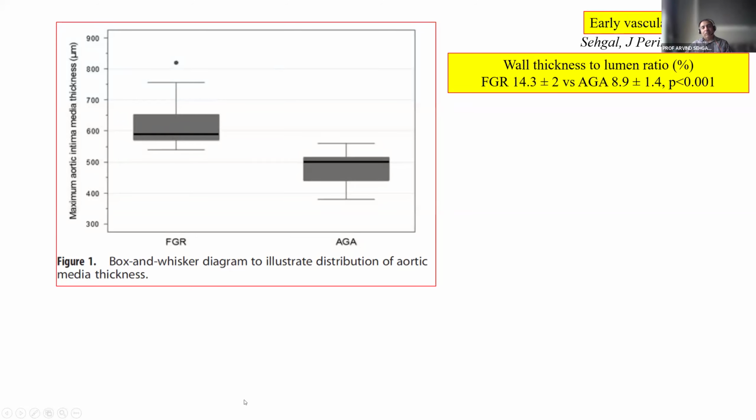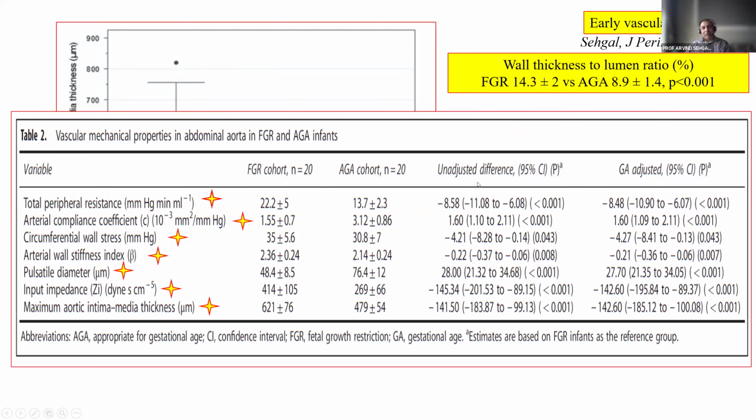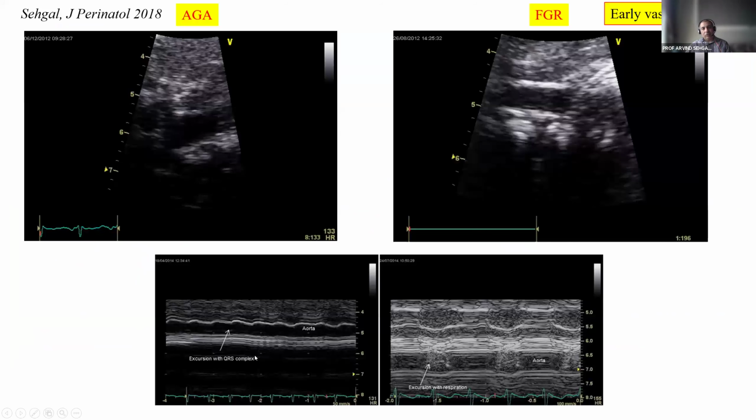So in preterm babies we measured their aorta intima media thickness, and you can see here the graphic is very similar to the term babies, and the wall thickness to lumen ratio is very different in the FGR babies as compared to the AGA babies. When you look at dynamic parameters, again, the message is the same. The first group is the FGR cohort, then the AGA cohort. The third column is unadjusted differences, and the last one is gestational age adjusted data. Either way you look at it, their vessels are thicker, stiffer, under greater stress, less compliant, and less pulsatile as compared to the AGA cohort.